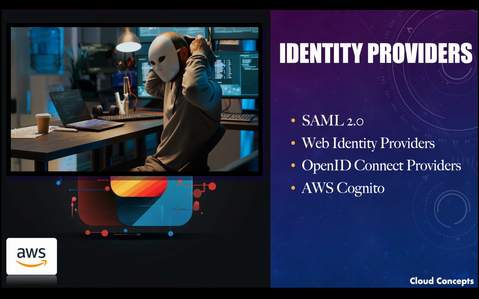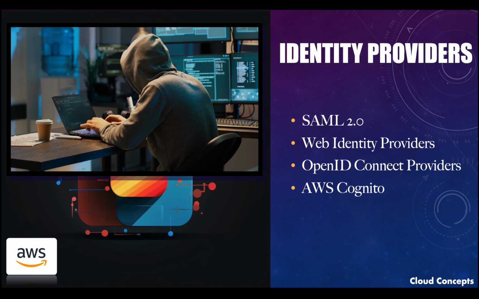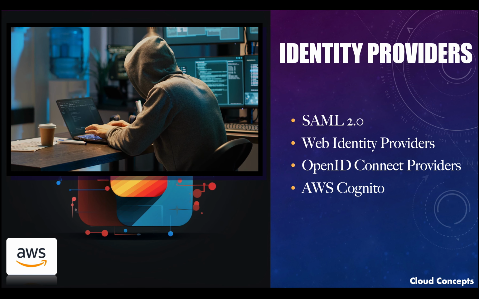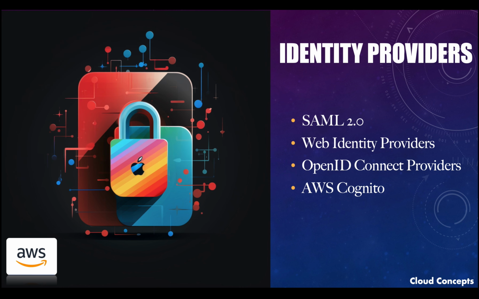AWS Cognito. Imagine a multi-club pass that not only lets you into AWS, but also into a bunch of other related clubs. That's Cognito. It helps manage identities across different AWS services and even non-AWS stuff.